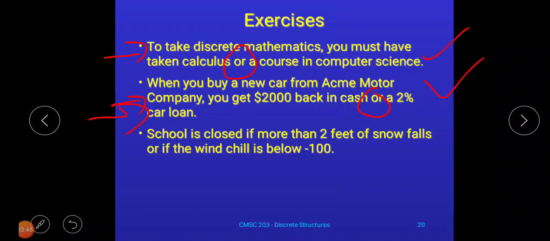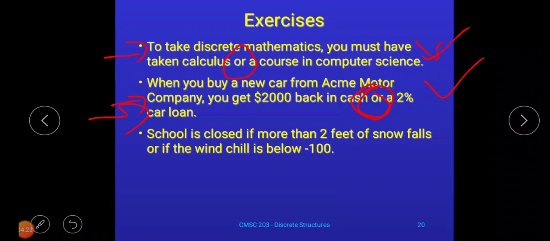When you buy a new car from Acme Motor Company, you get $2000 back in cash XOR 2% car loan. XOR they will not mention directly here. While writing English statements, both OR and XOR are commonly written as or. But as far as discrete mathematics is concerned, for OR and XOR two different truth tables are given. So they are not the same for discrete mathematics. They may be the same in the case of an English statement.